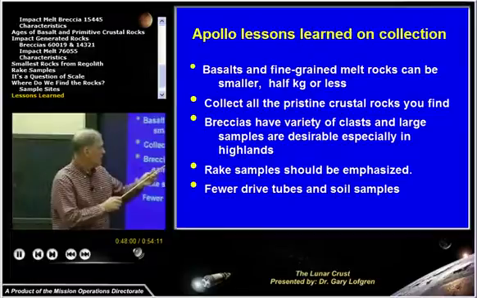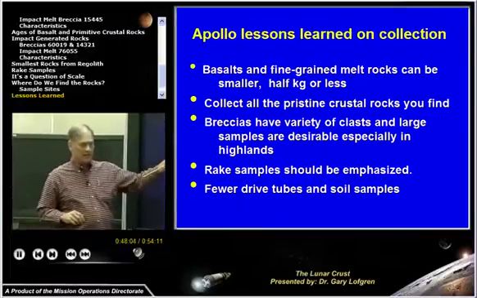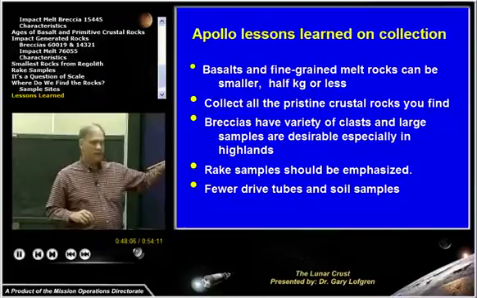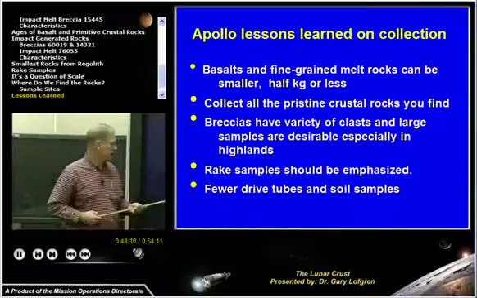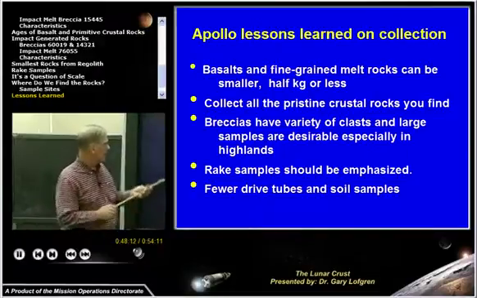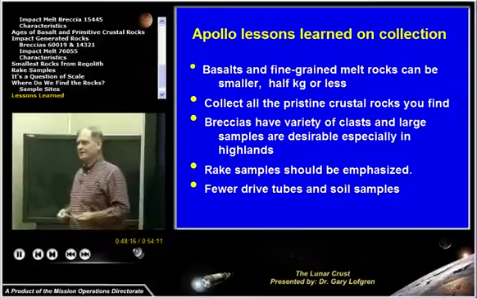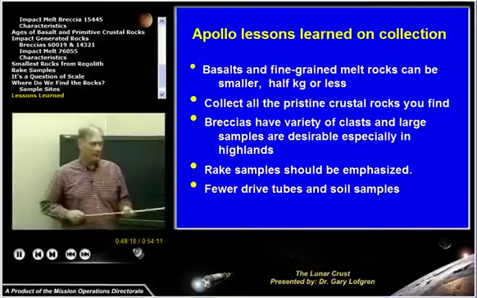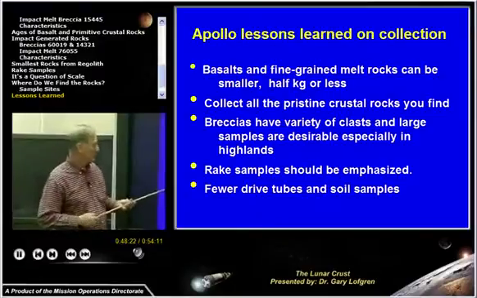Certainly half a kilogram or even less. These are very uniform rocks. 10 grams can, 100 scientists can work on 10 grams. So that's become obvious. Collect all of these you can find. These are important. The problem's going to be recognizing them, and they're rare. So they always got to be on the lookout.